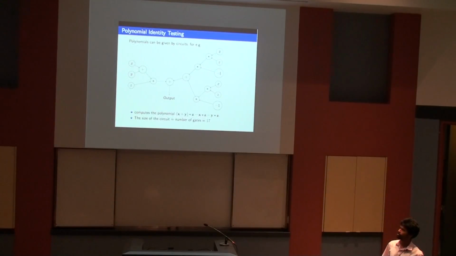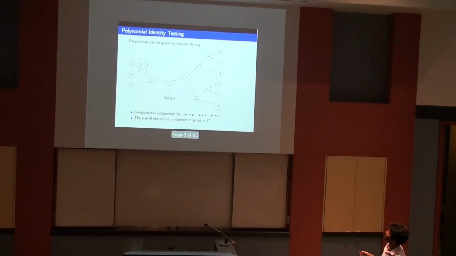There's a problem where you can give polynomials by circuits. Just have a bunch of variables, a bunch of constants and gates, and a bunch of addition and multiplication gates, which tell you exactly what to do, and the output turns out to be a polynomial. And now you can ask whether a particular circuit computes the zero polynomial or not. Let's see what this example of a circuit does.